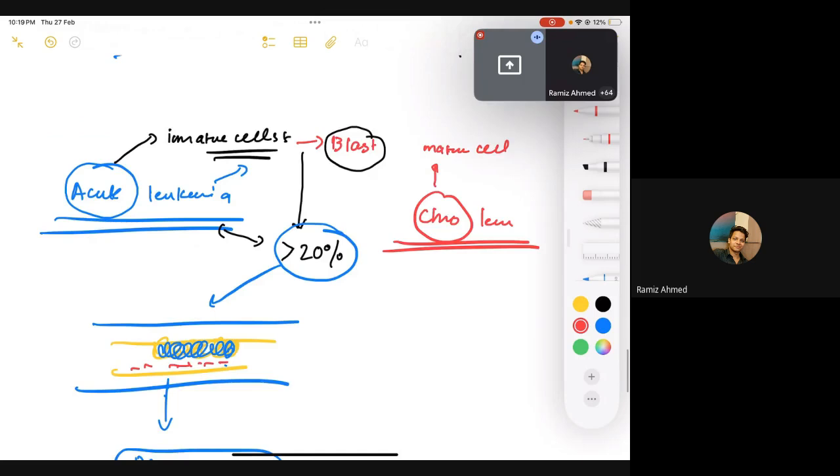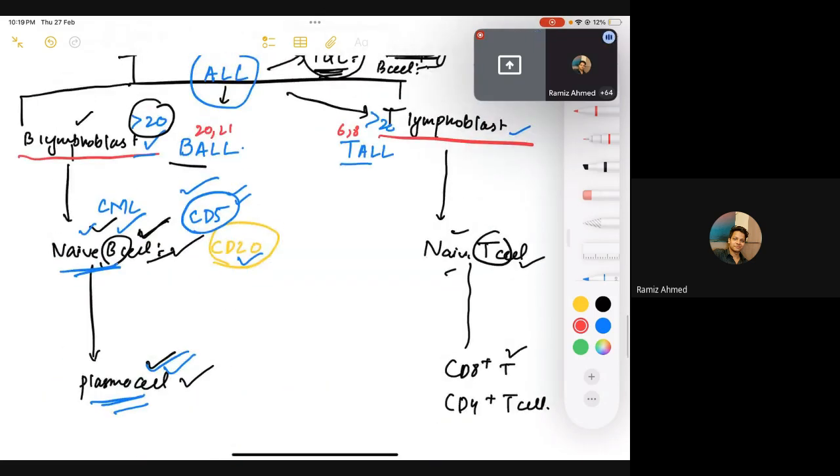Is it both CD5 positive and CD20 positive? Yes, it can co-express. It would be having both of these receptors, right?